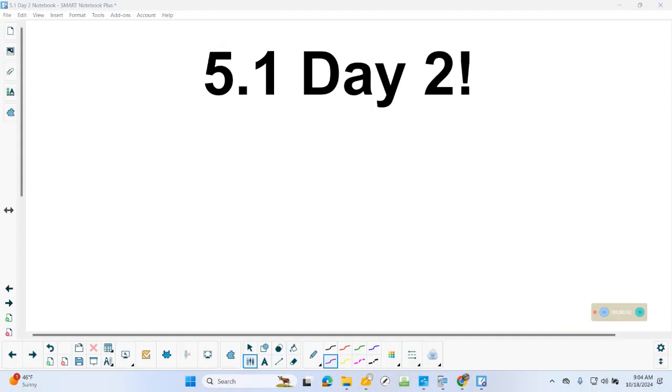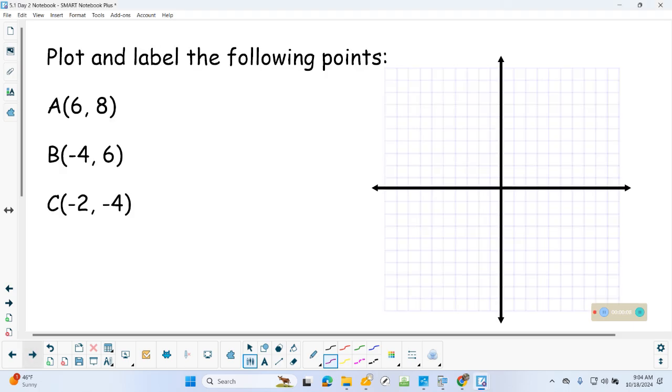Assignments turned in. So again, we're still doing all our classifying, scaling, isosceles, equilateral, all the good things. But we have to, of course, graph it, distance formula, all of that to figure it out. So easy enough to kick it off. Plot and label the following points.